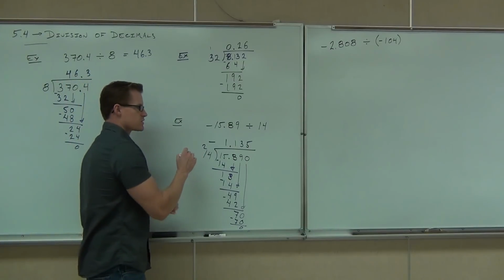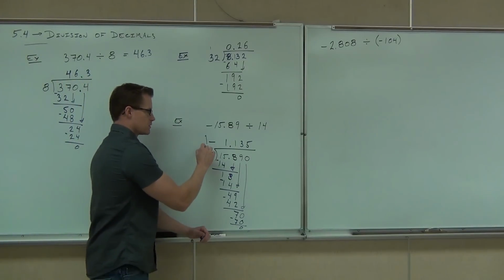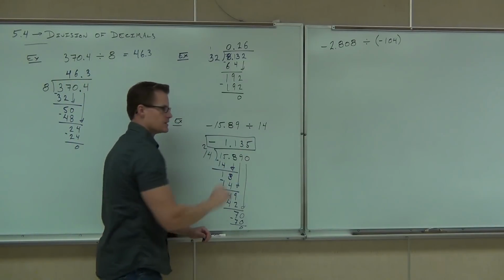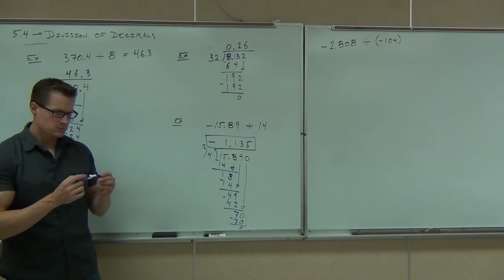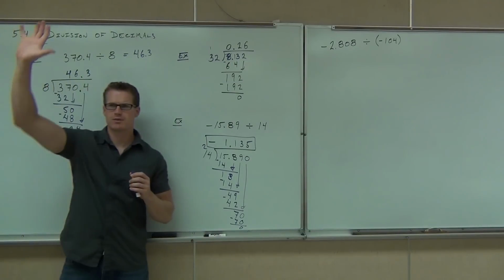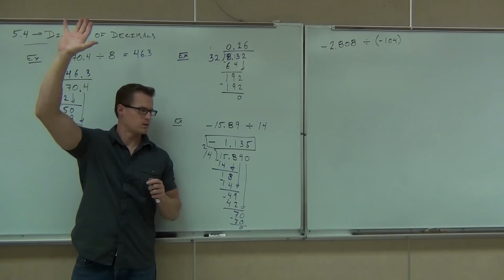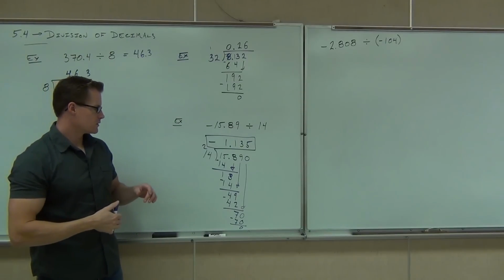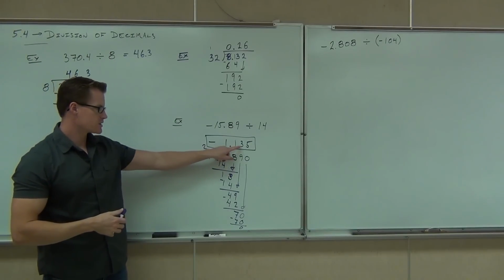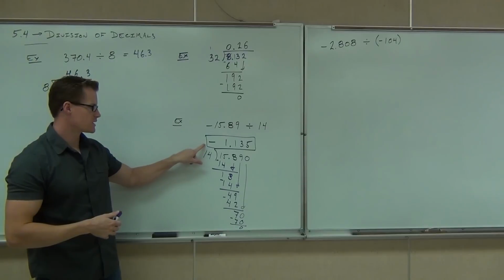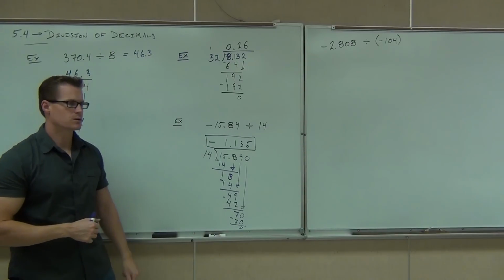So our final answer is what? Negative 1.135. Would you raise your hand if you feel okay with that one? How did you get 42? Well, 49 minus 42. Every time you do one of these numbers, you have to multiply. So 14 times 3 is 42.